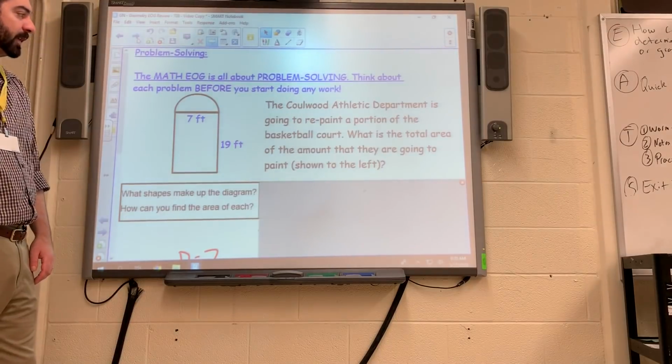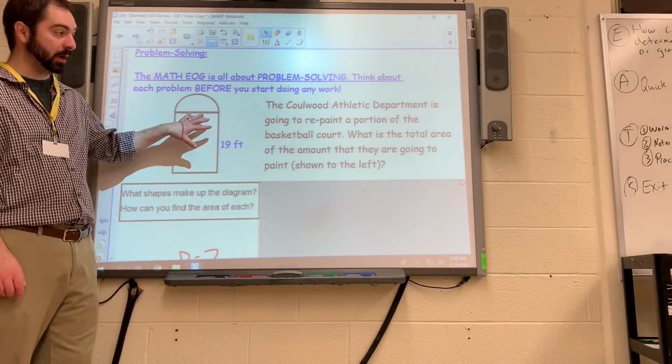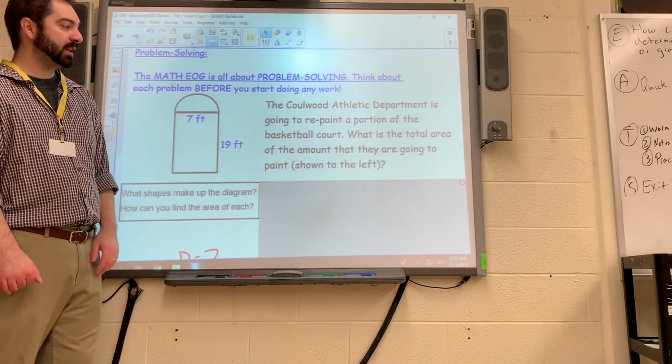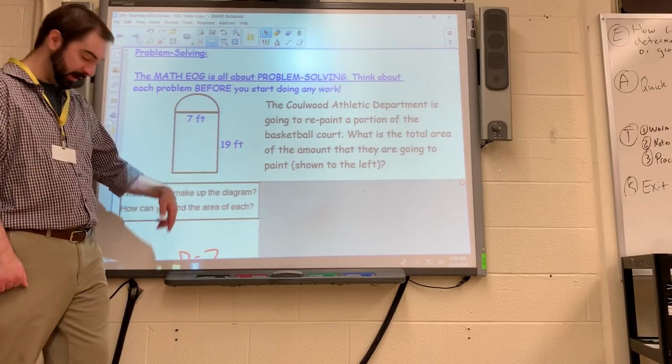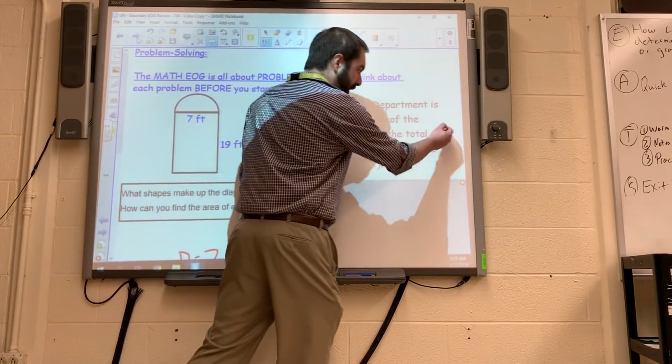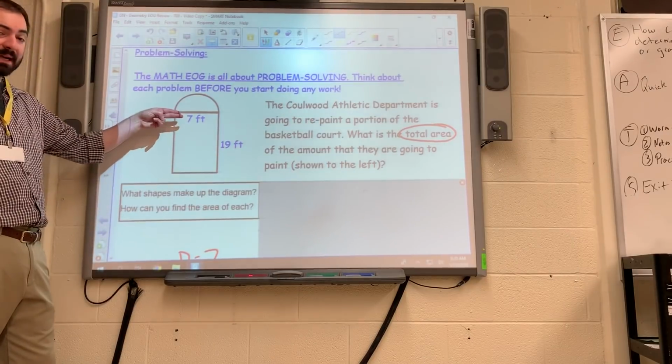Okay? So first up, Coolwood Athletic Department is going to repaint a portion of the basketball court, also known as the key. What is the total area of the amount that they're going to paint? Shown to the left. Right here. First off, I recognize they are definitely wanting the total area. They want the combined area.